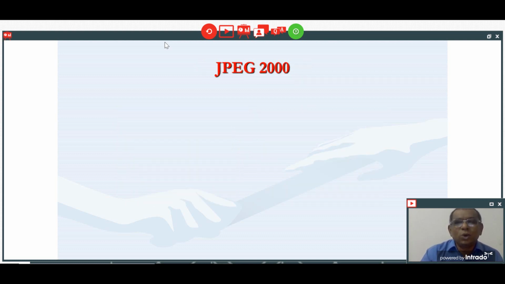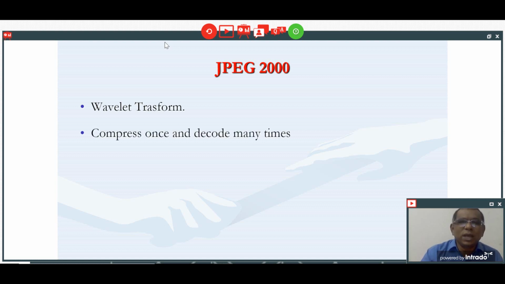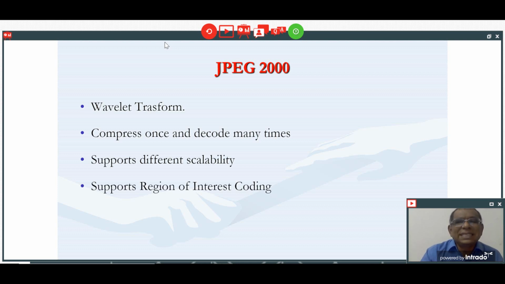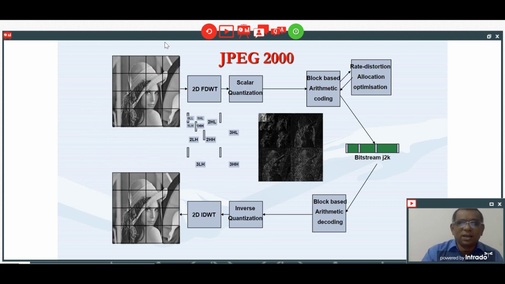So it is the JPEG 2000 standard. In JPEG 2000 standard, wavelet is widely used for compression. The fundamental philosophy in JPEG 2000 is compress once and decode many times. That means we have different scalability that is available in the case of JPEG 2000. It supports region of interest coding. It is widely used in medical image compression. Then it is less prone to error.